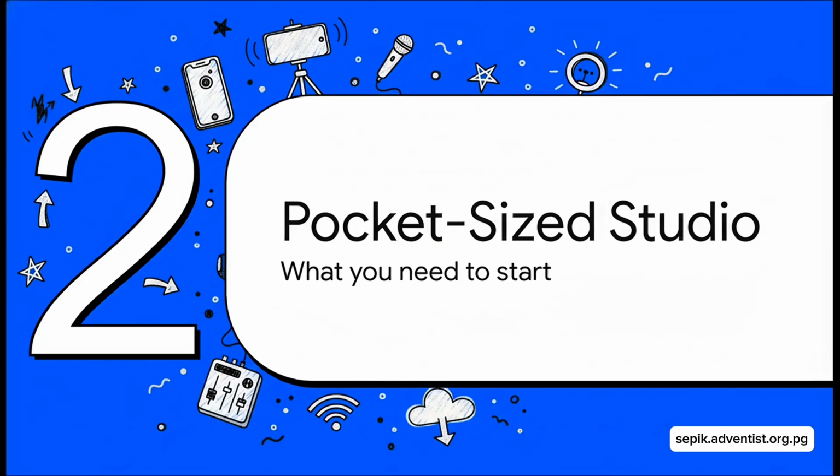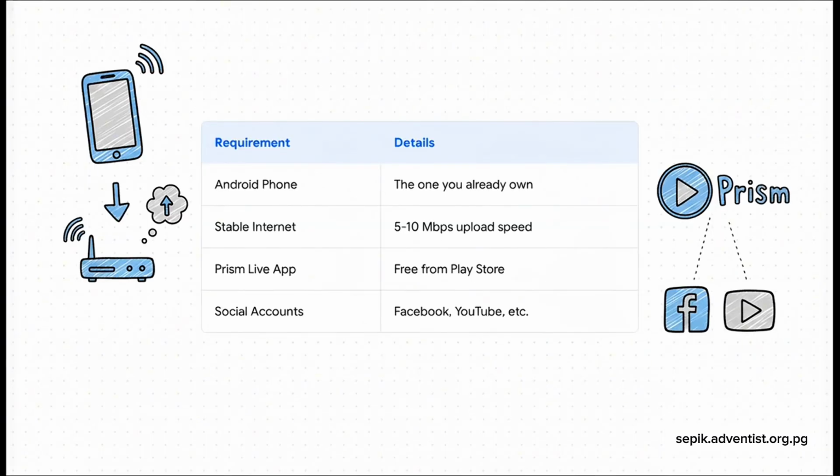Okay, so now that we know what the solution is, let's look at exactly what you need to get everything up and running. Welcome to what I like to call your pocket-sized studio. Let's see what's inside. And you're gonna love how short this list is. Seriously, you need your Android phone, which you already have. You need a stable internet connection. And here, you wanna aim for about 5 to 10 megabits per second upload speed. That's the sweet spot for a smooth, buffer-free stream. Then you need the free Prism app itself, and of course, an account on a platform like Facebook or YouTube. That's it. No hidden fees, no complicated gear.